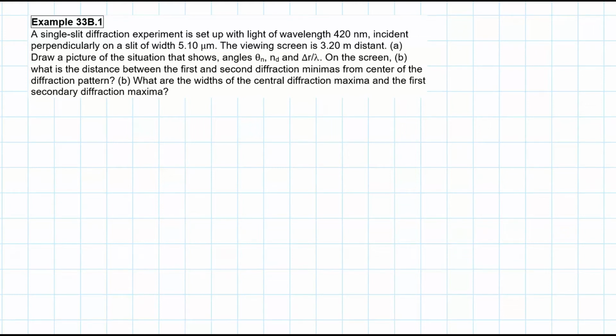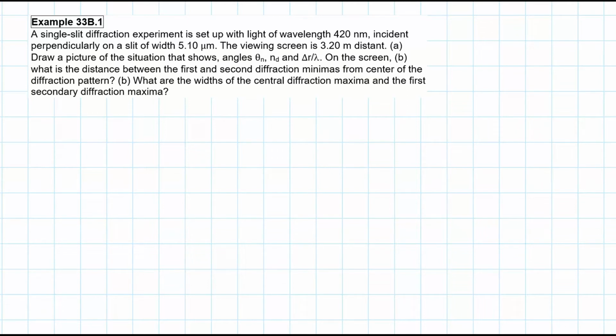Example 33B.1. A single slit diffraction experiment is set up with light of wavelength 420 nanometers, incident perpendicularly on a slit of width 5.1 microns. The viewing screen is 3.2 meters distant.